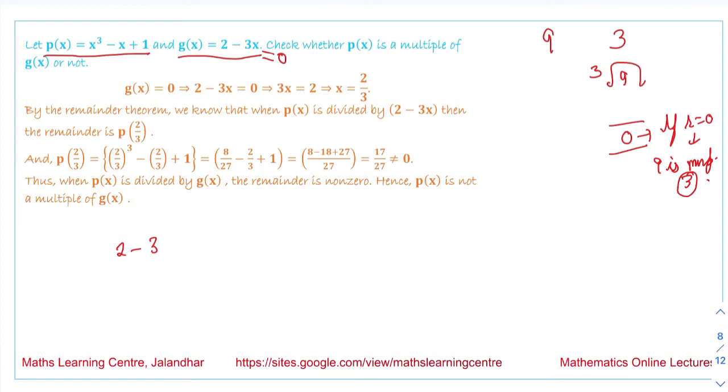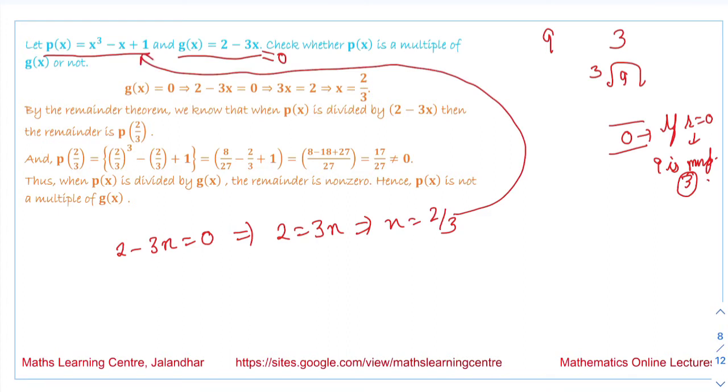So we get 2 minus 3x equal to 0. We get 2 is equal to 3x. This gives us x is equal to 2 by 3. We substitute this value of x in the given equation and what we get is (2 by 3) cube minus 2 by 3. When you solve this value, you will get the answer 17 by 27, which is not equal to 0. So we are saying p(x) is not a multiple of g(x). If this remainder is 0, then we will say that p(x) is a multiple of g(x).